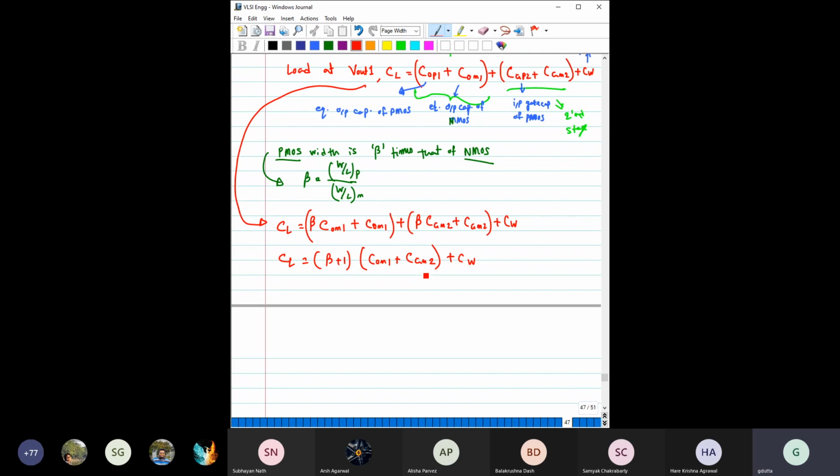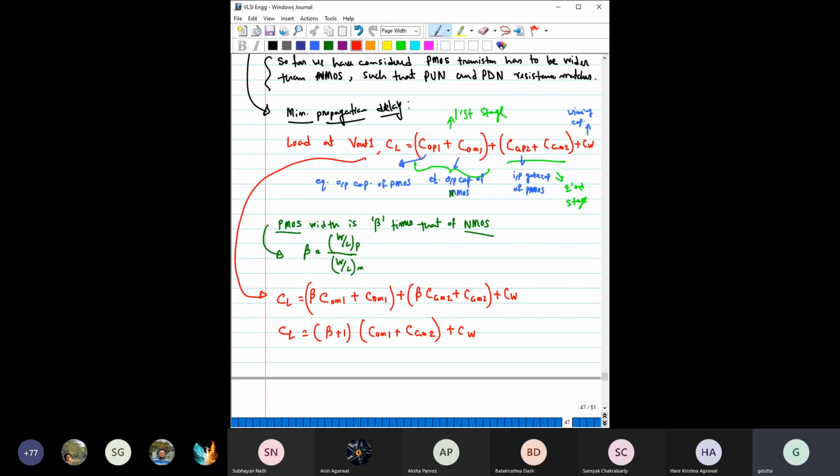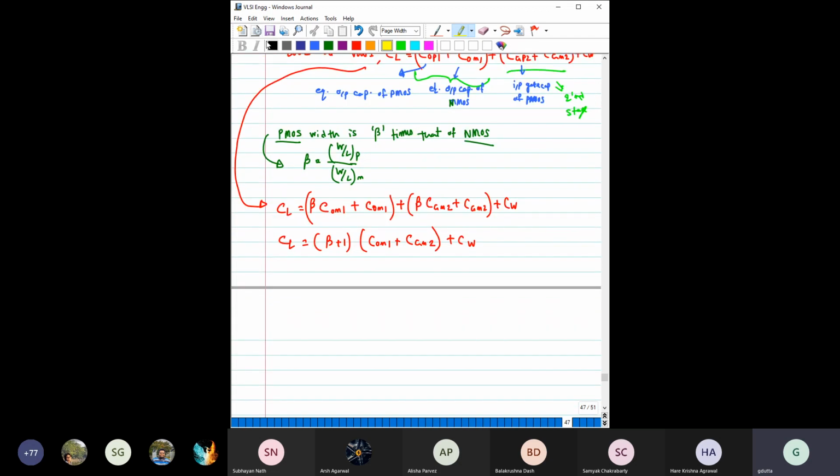Now our goal is to find the minimum propagation delay. For that, CL is one component, and the other component is the R equivalent. So let us write that part. What is R equivalent?